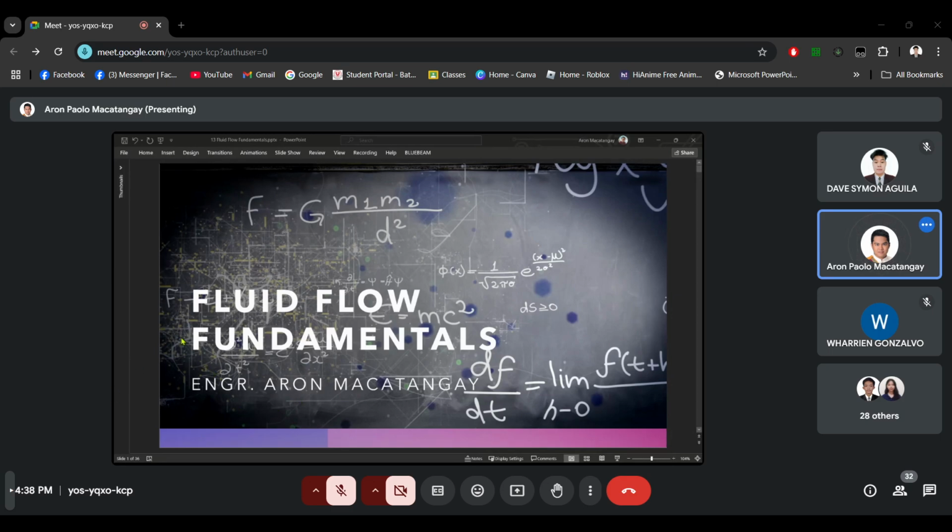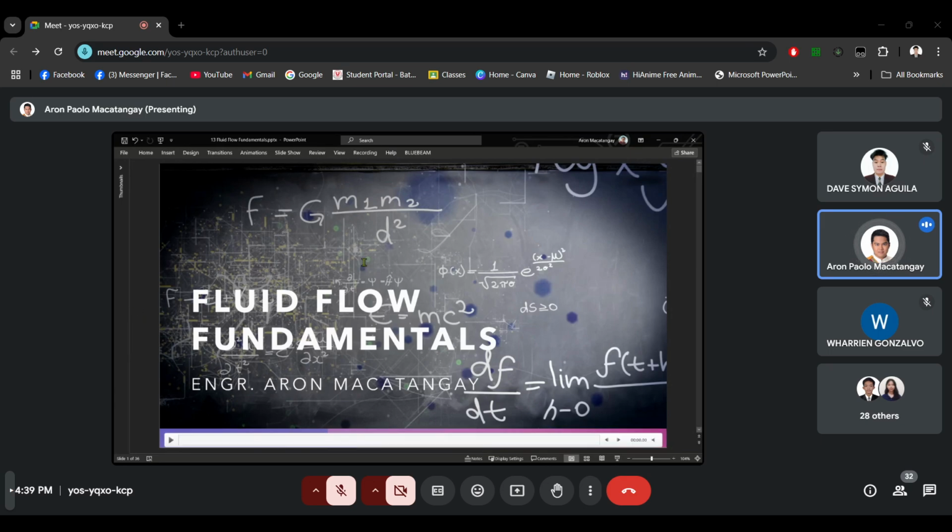Okay, so for this week our topic would be fluid flow fundamentals. Last week we discussed the fluid flow concepts. However, we did not do any calculations during that time. So this week will be the time to do calculations about those topics.